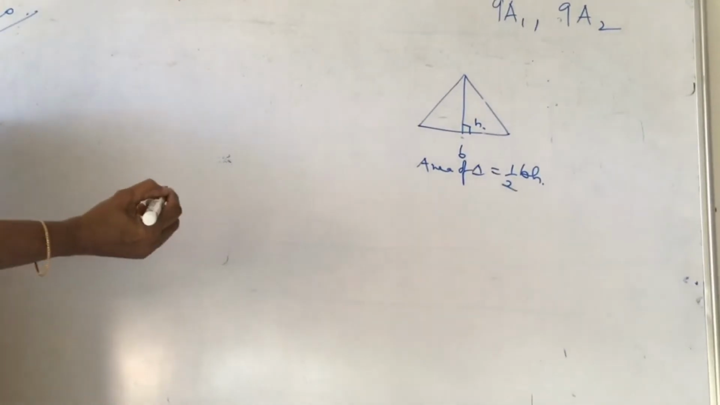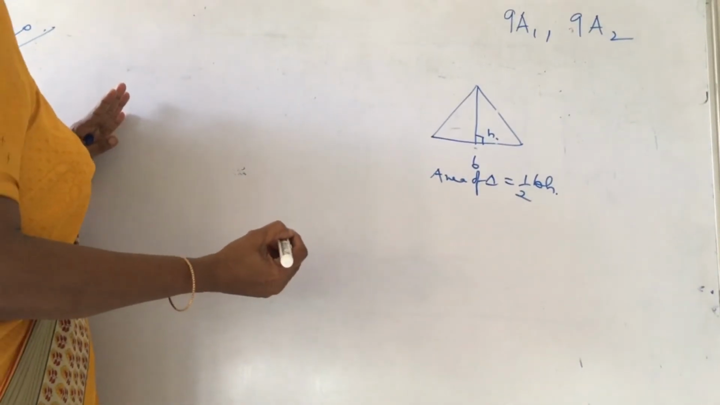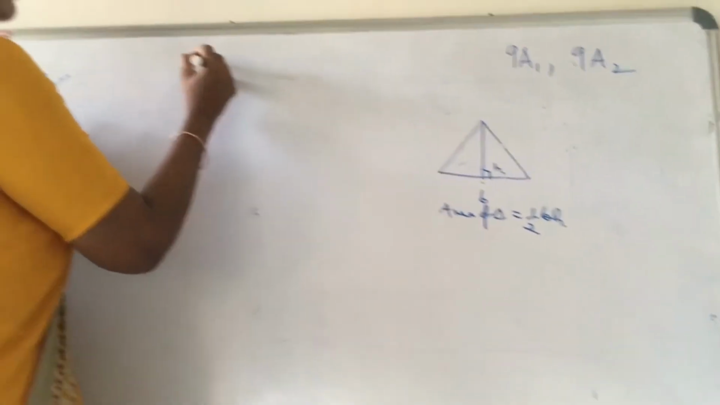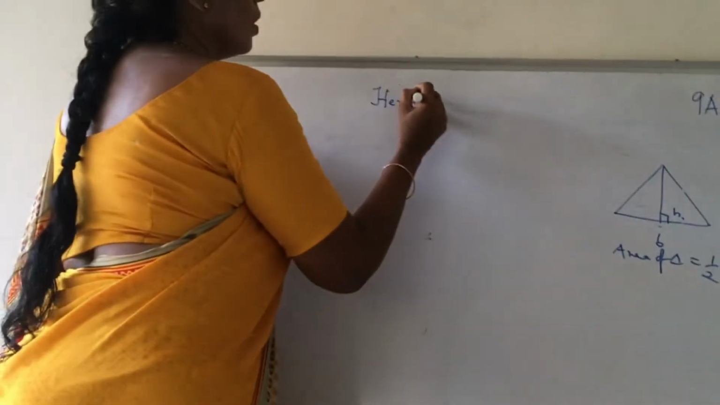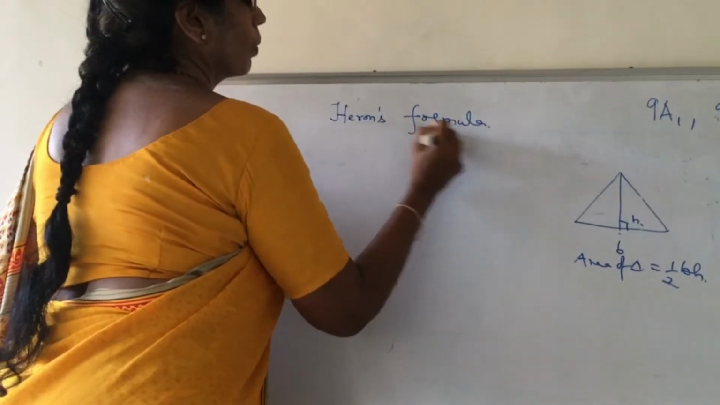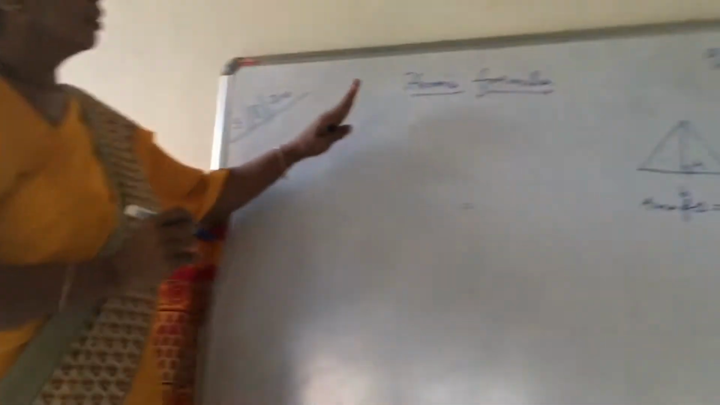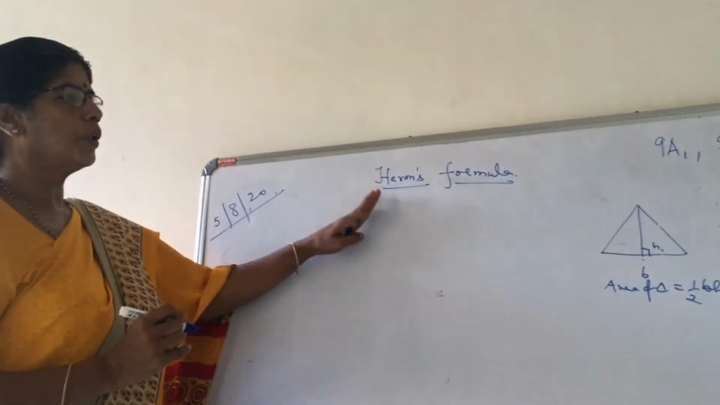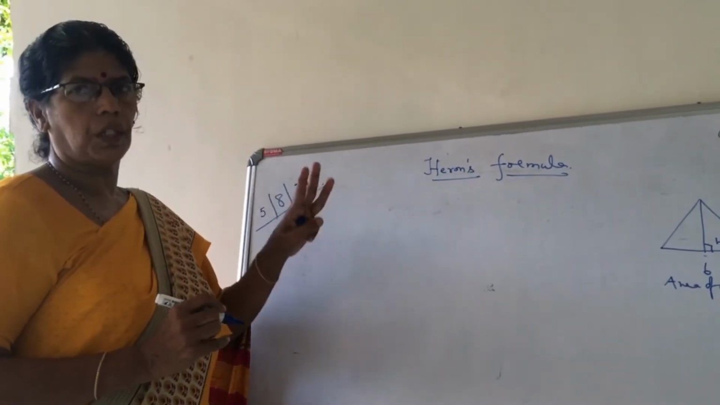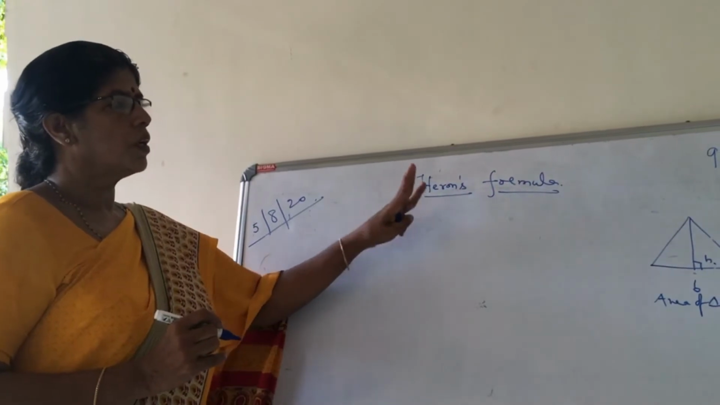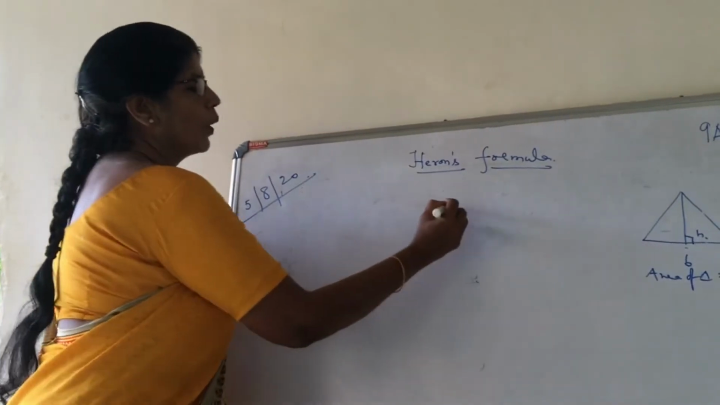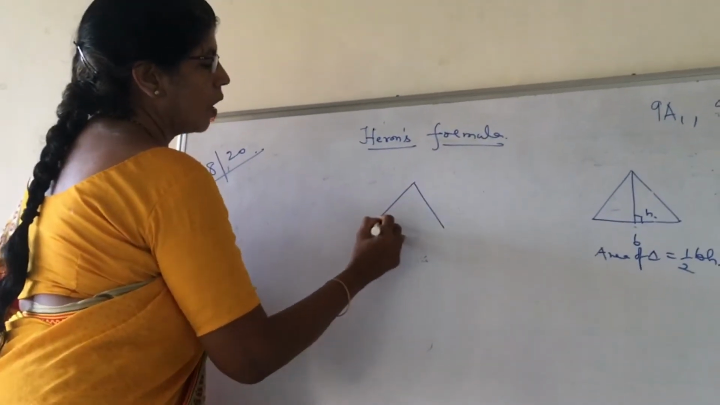But sometimes there are triangles where you are not given the height. You are given the three sides. This three sides area is found out using Heron's formula. This formula is only used for a triangle when three sides are given. Heron's formula is used to find the area of the triangle when three sides are given.